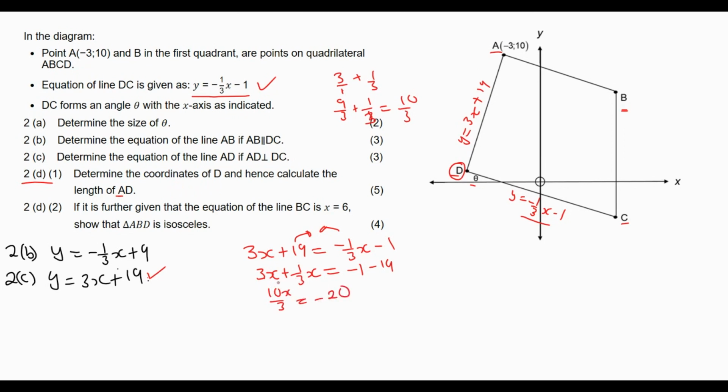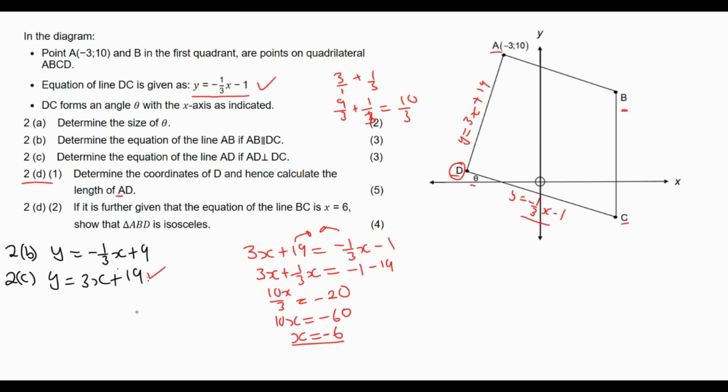Or what you can do, you can multiply everything by 3. We multiply both sides by 3, so that 10x is equal to -60. Then divide by 10 on both sides of the equation. x is equal to -6.